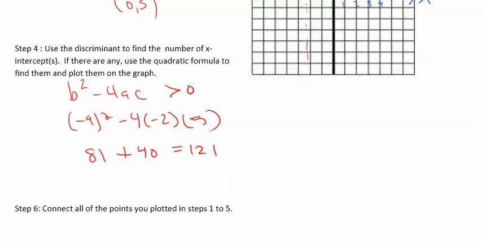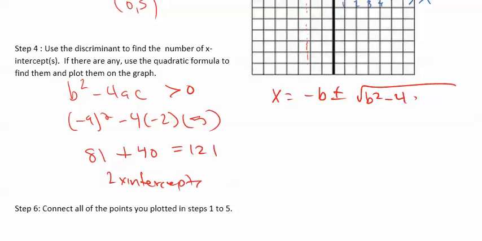So again, the discriminant is greater than 0, and so we have two x-intercepts. Now let's find out what they are. Using the quadratic formula, x equals -b plus or minus the square root of b squared minus 4 times a times c, all divided by 2a.